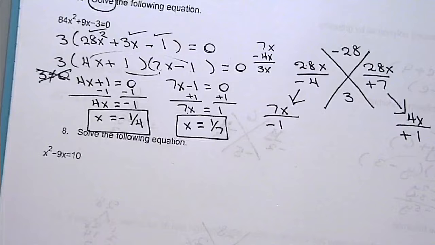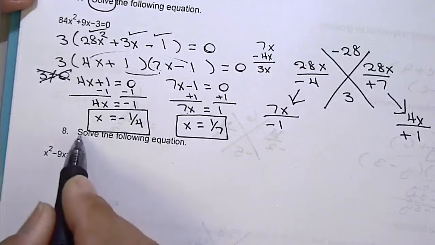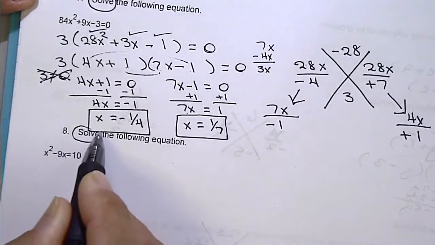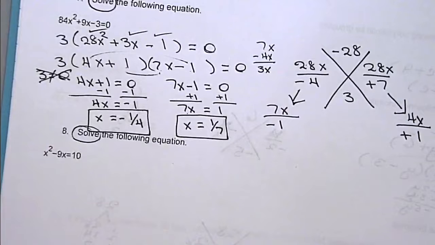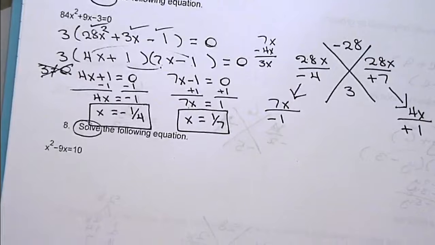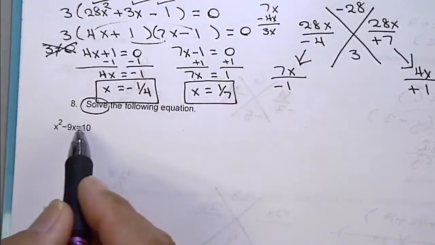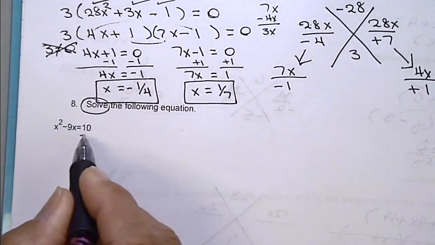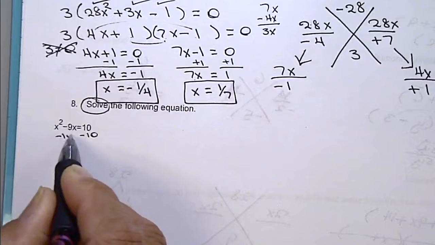Okay, next one says also solve. Please circle the word solve when you see it so that you don't forget to finish the problem, okay? This one, however, is not set equal to 0, so we are not able to do this until we get it equal to 0. I will have to subtract 10 from both sides to make that happen.